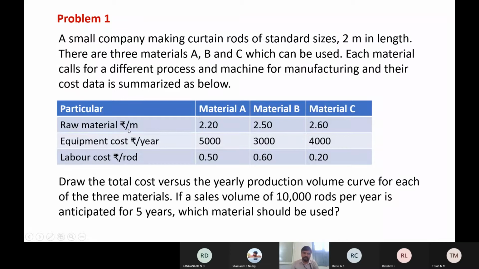Raw material cost is rupees 2.20 per meter. So then for B 2.5 rupees per meter, 2.6 rupees per meter for material C. Similarly, equipment cost that will be considered per year. So for material A 5,000, material B 3,000 and material C 4,000. Labor cost, this is per rod, 0.5, 0.6 and 0.2 rupees, that is 50 paisa, 60 paisa and 20 paisa.